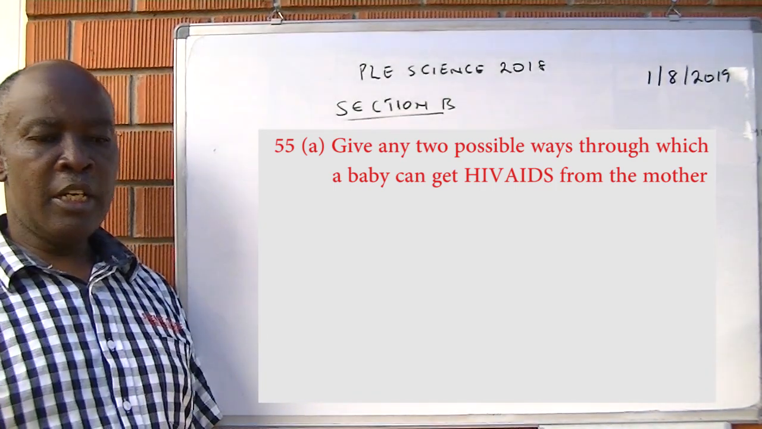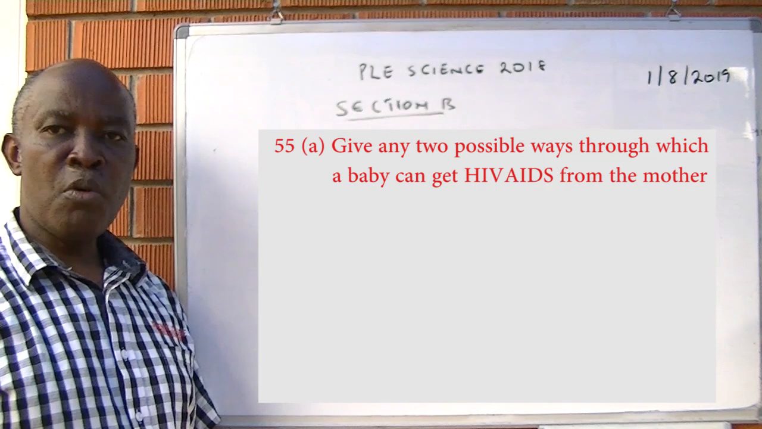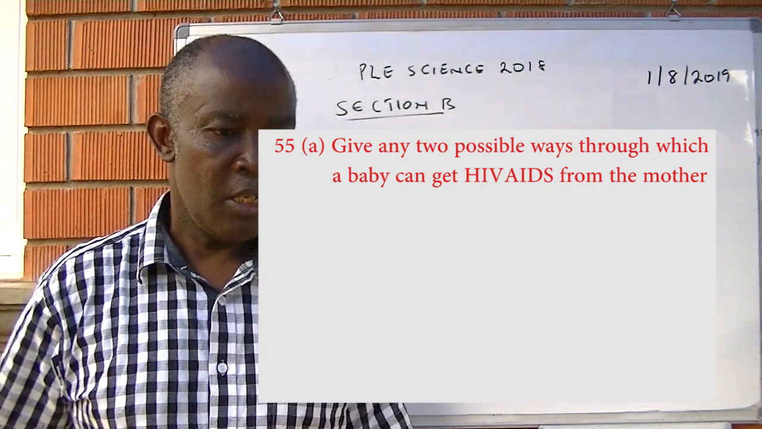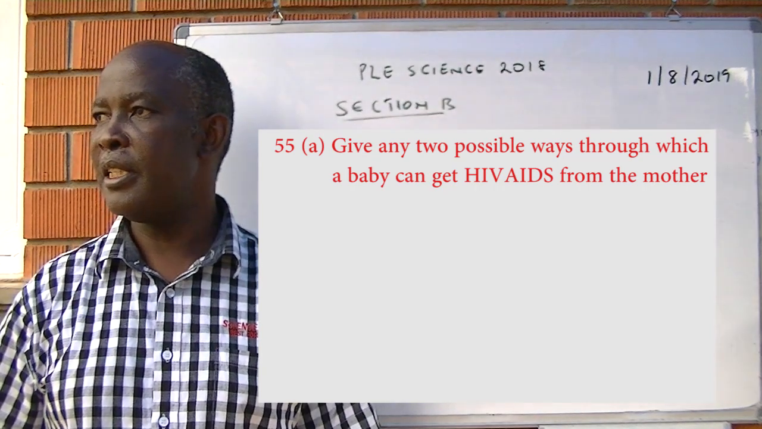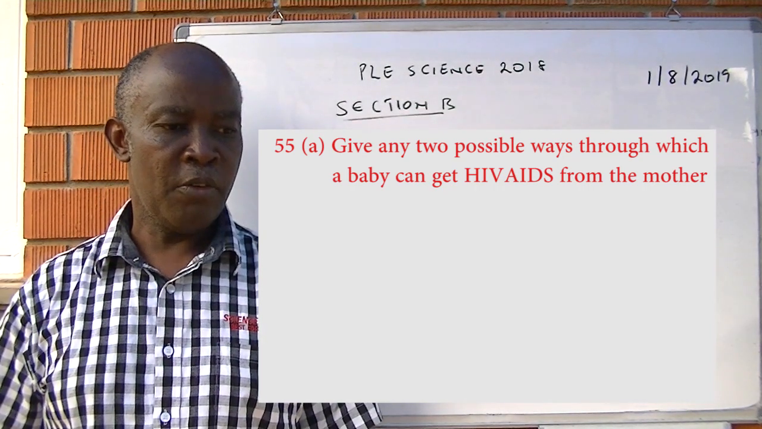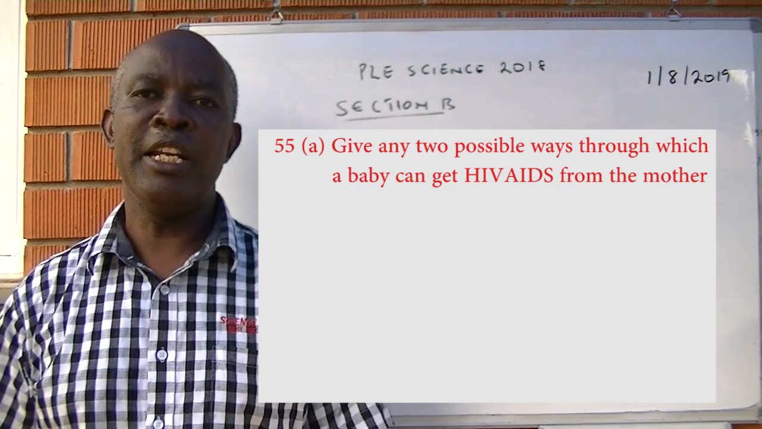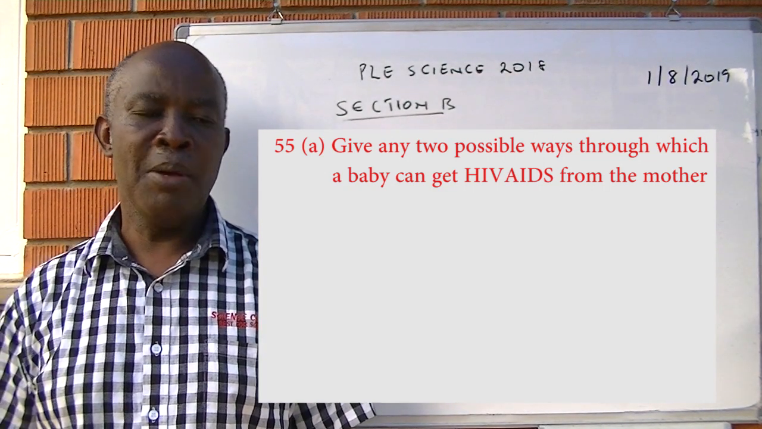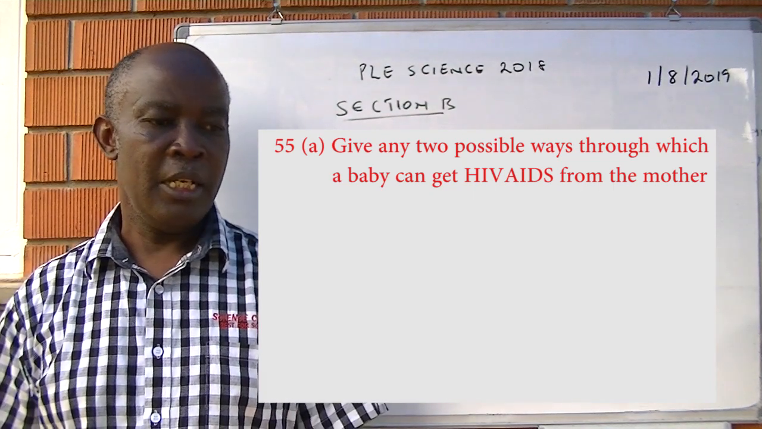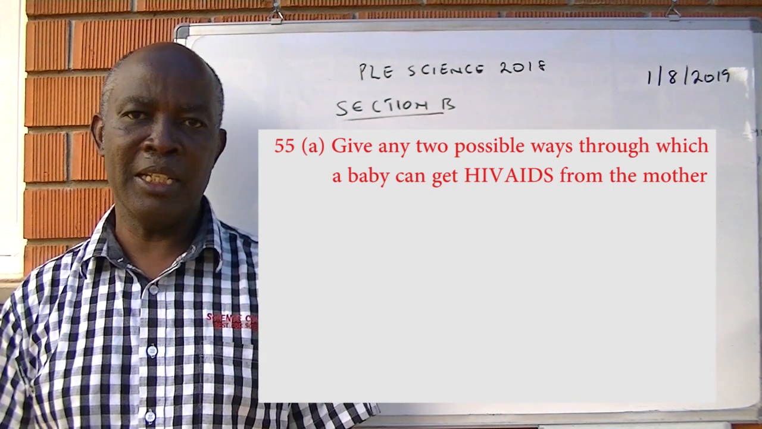55A. Give any two possible ways through which a baby can get HIV/AIDS from the mother.